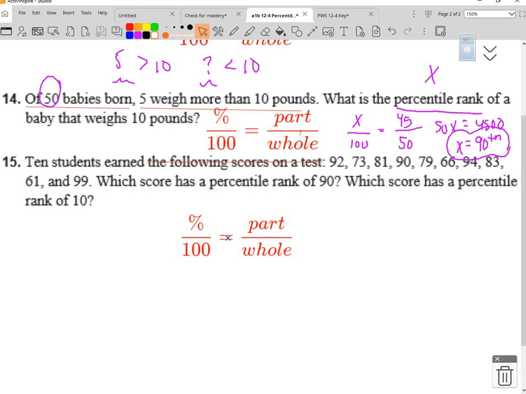Actually, we're not even going to use this here. Once you're done writing the problem, let's write those scores in order from smallest to greatest.